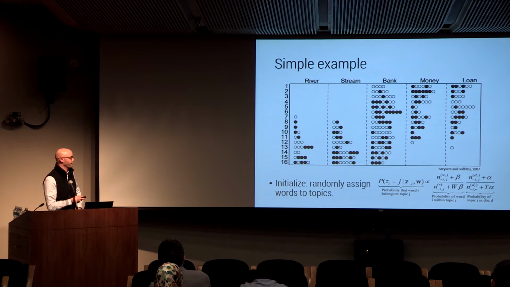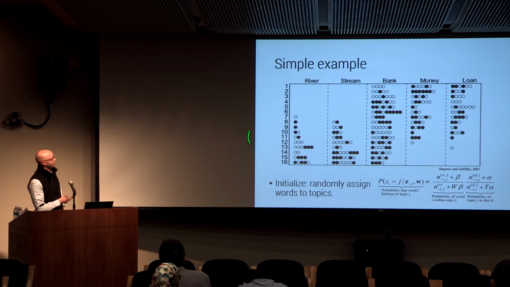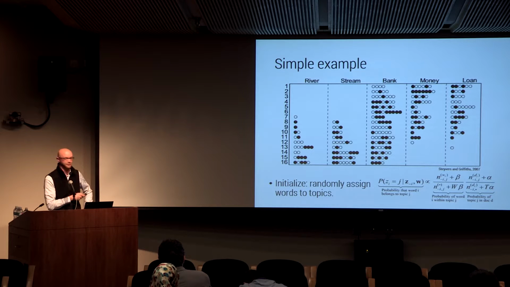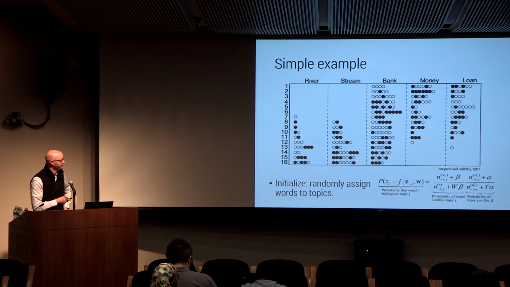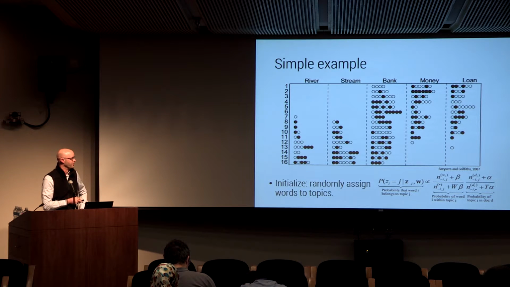How do we fit these models? Well, there's some variational inference techniques, but MC methods are a lot easier to understand. So here's a collection of 16 documents and 5 words, and we're going to say that there are 2 topics within this collection, our finance and our nature topic, if you couldn't tell by the words on the top. So what we do is we randomly initialize each word to one of the topics, and then we run our Gibbs sampling procedure and reassign each word one at a time. And this is the basic equation for how we do that.